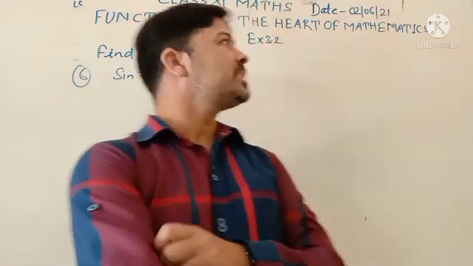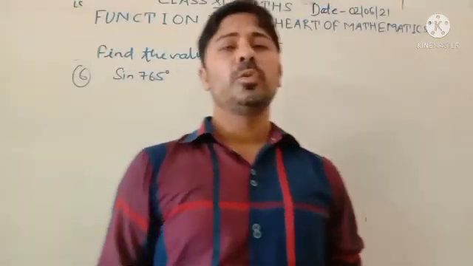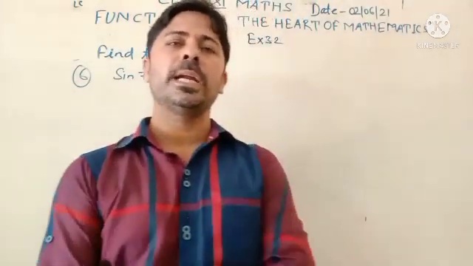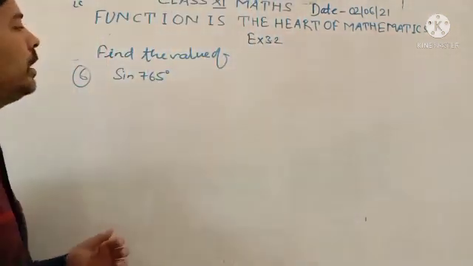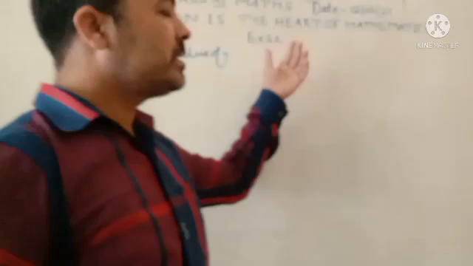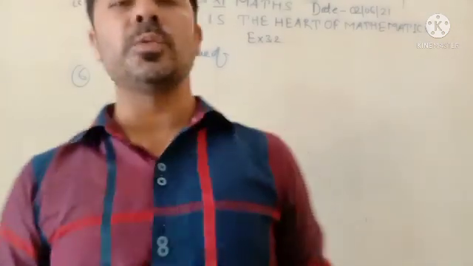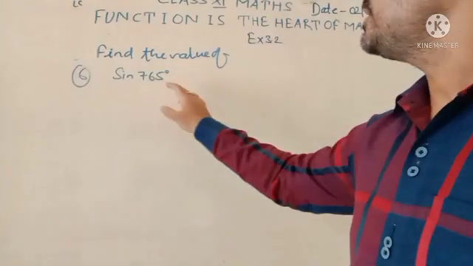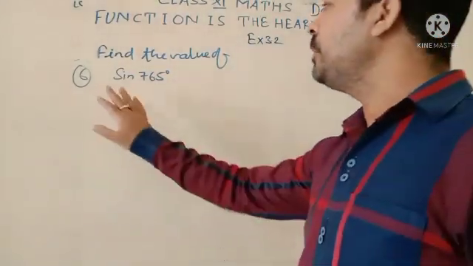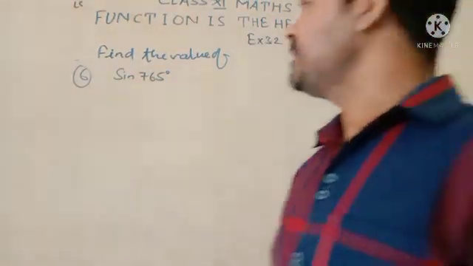Now today's date is 2nd of June 2021. This is question number 6 from NCERT exercise 3.2. Find the value of sin 765.